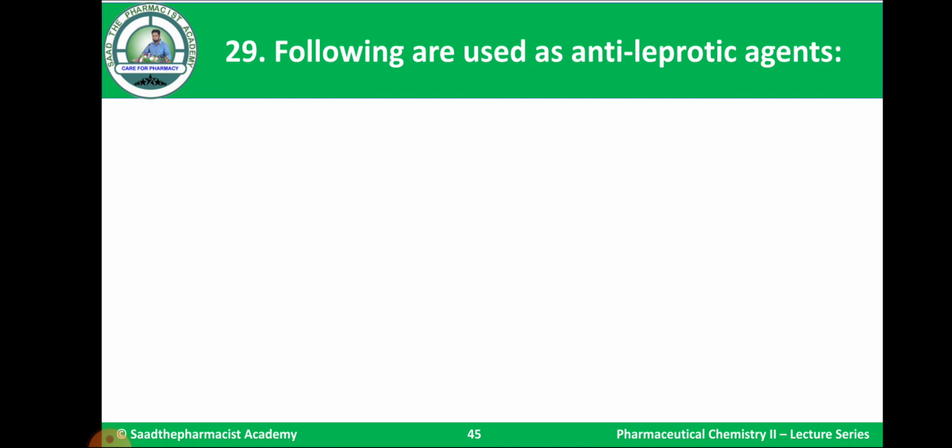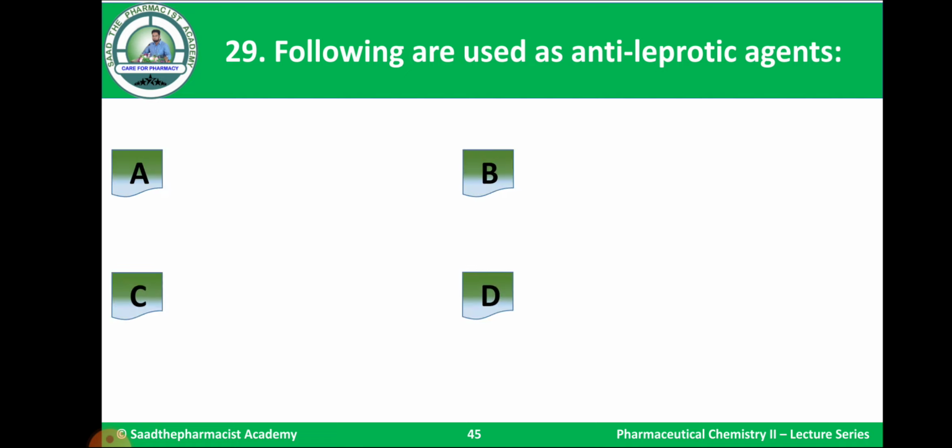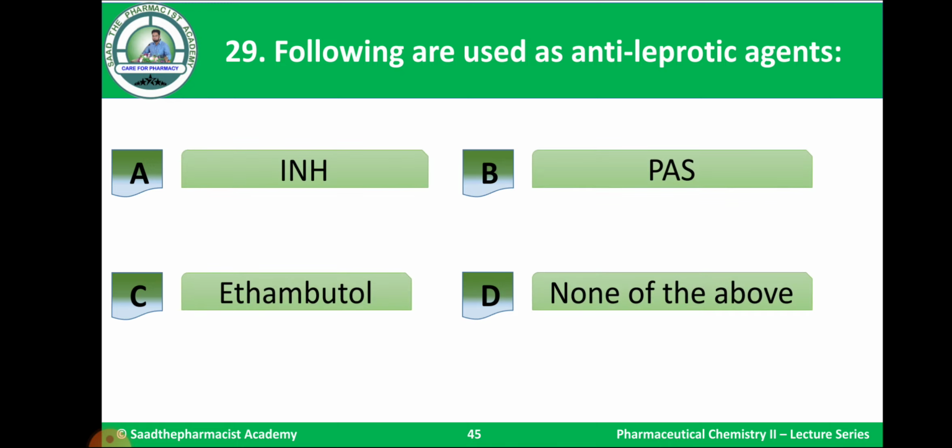Question number 29. Following are used as anti-leprotic agent. And the options for this question are A. INH, B. PAS, C. ethambutol, D. none of above. And the correct answer for this question is none of above.